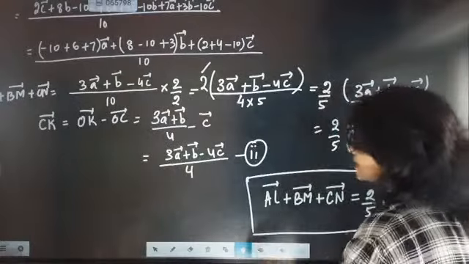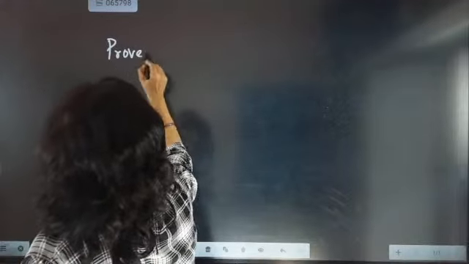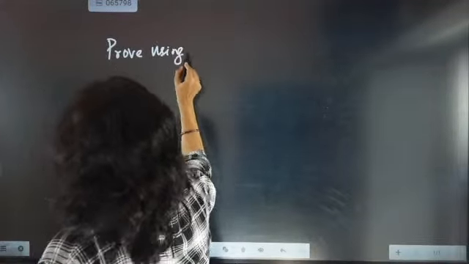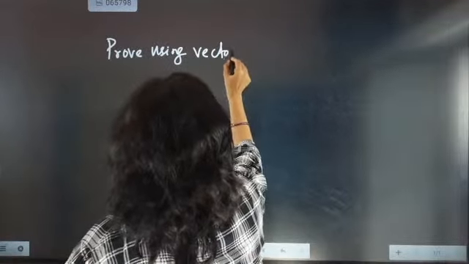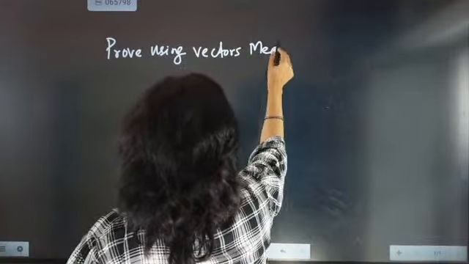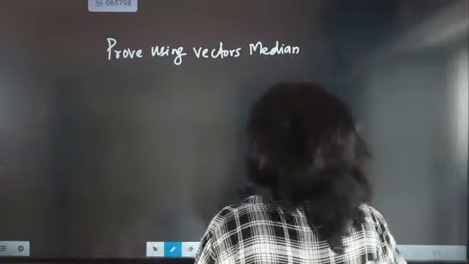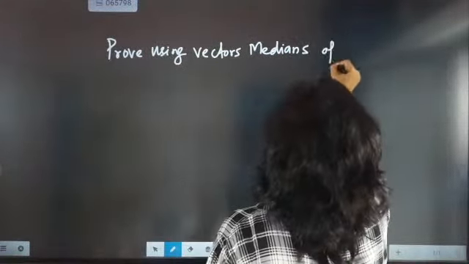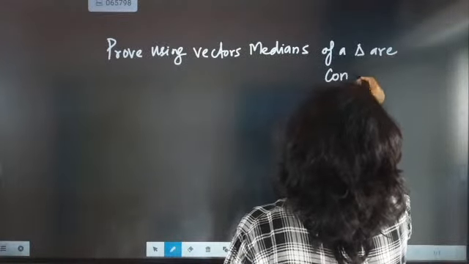We'll be going for the next question. One question is for 2 marks: prove using vectors that medians of a triangle are concurrent.